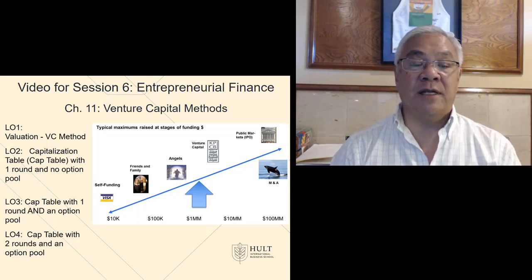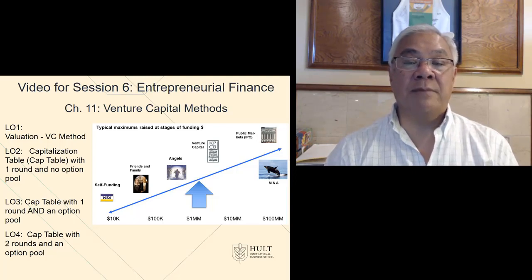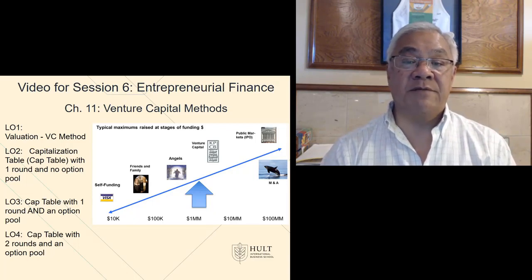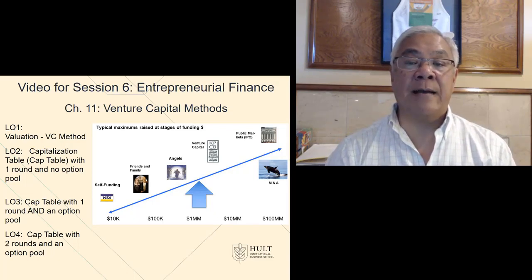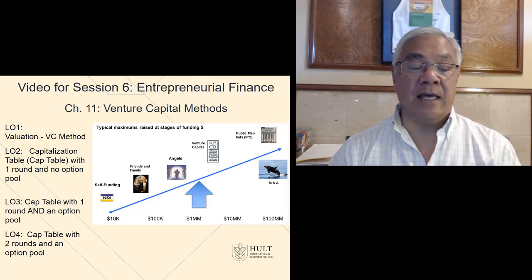So learning objective 1 is the VC method. Then we're going to apply it in 3 successive learning objectives. Learning objective 2 is the simple case of what happens if there's 1 round of financing from a venture capitalist, no option pool, and no more money needed. Learning objective 3 is slightly more complex: let's add a stock option pool for future employees and managers. And LO4 is a cap table with 2 rounds of financing and also an option pool.